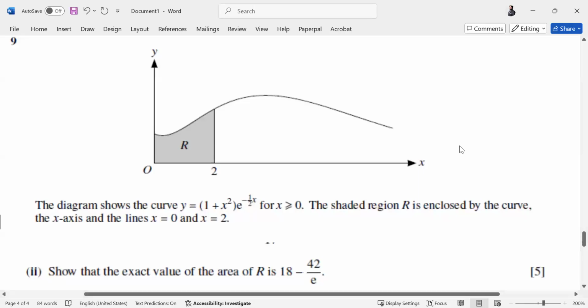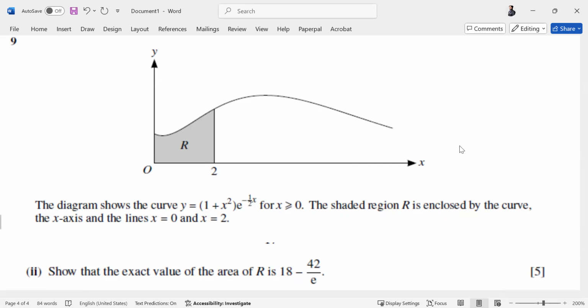The diagram shows the curve y equals 1 plus x square e to the power minus half x, for x greater than or equal to 0, that's the domain, page 229 of the file. The shaded region R is enclosed by the curve, the x-axis and the lines x is 0 and x is 2. Show that the exact value of R is this. How would I find the value of R?